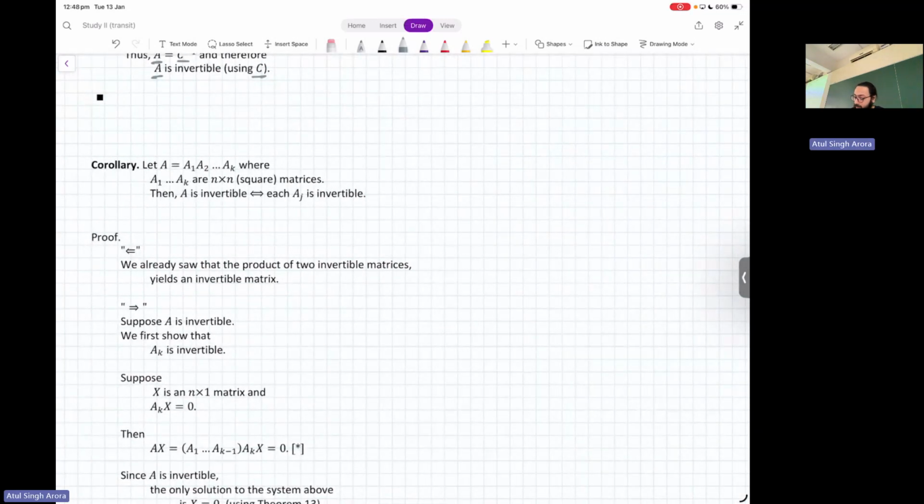Okay. So suppose that you have a sequence of matrices A1 to AK, and they're all square matrices. Then the following statements are equivalent: that A is invertible, and each AJ is invertible. So one direction should be immediate, right? If all the individual matrices are invertible, then it should be the case that the whole thing is invertible. So one direction is easy.